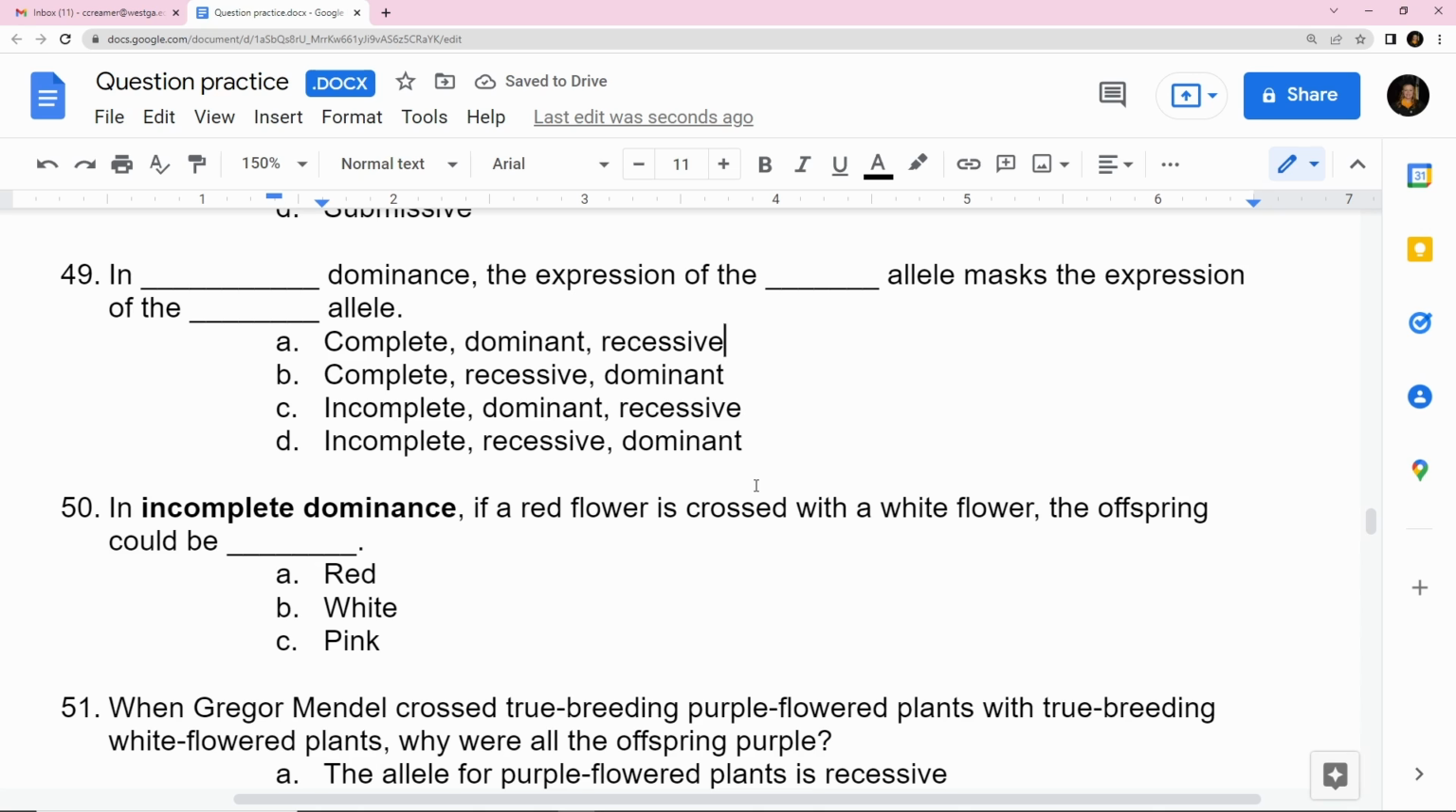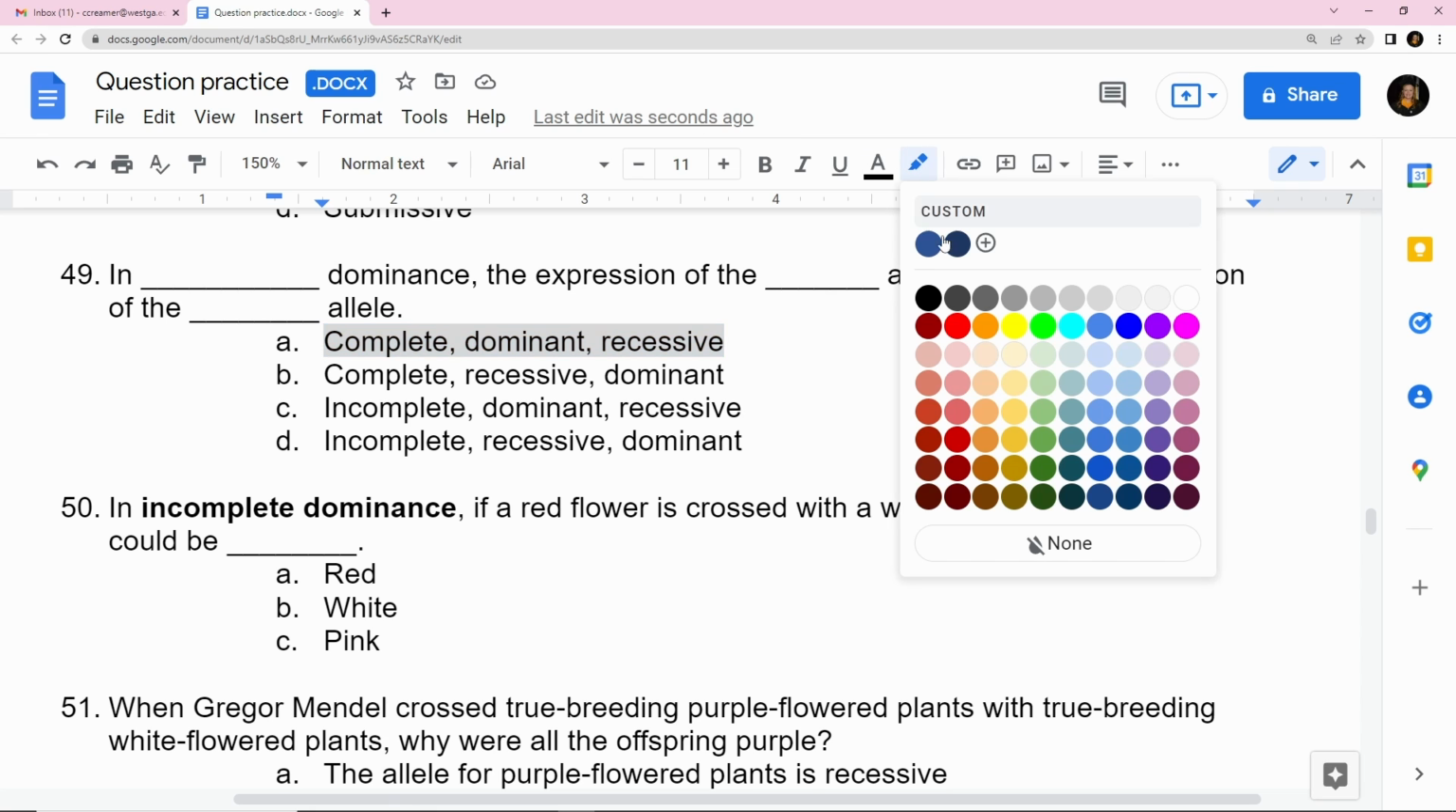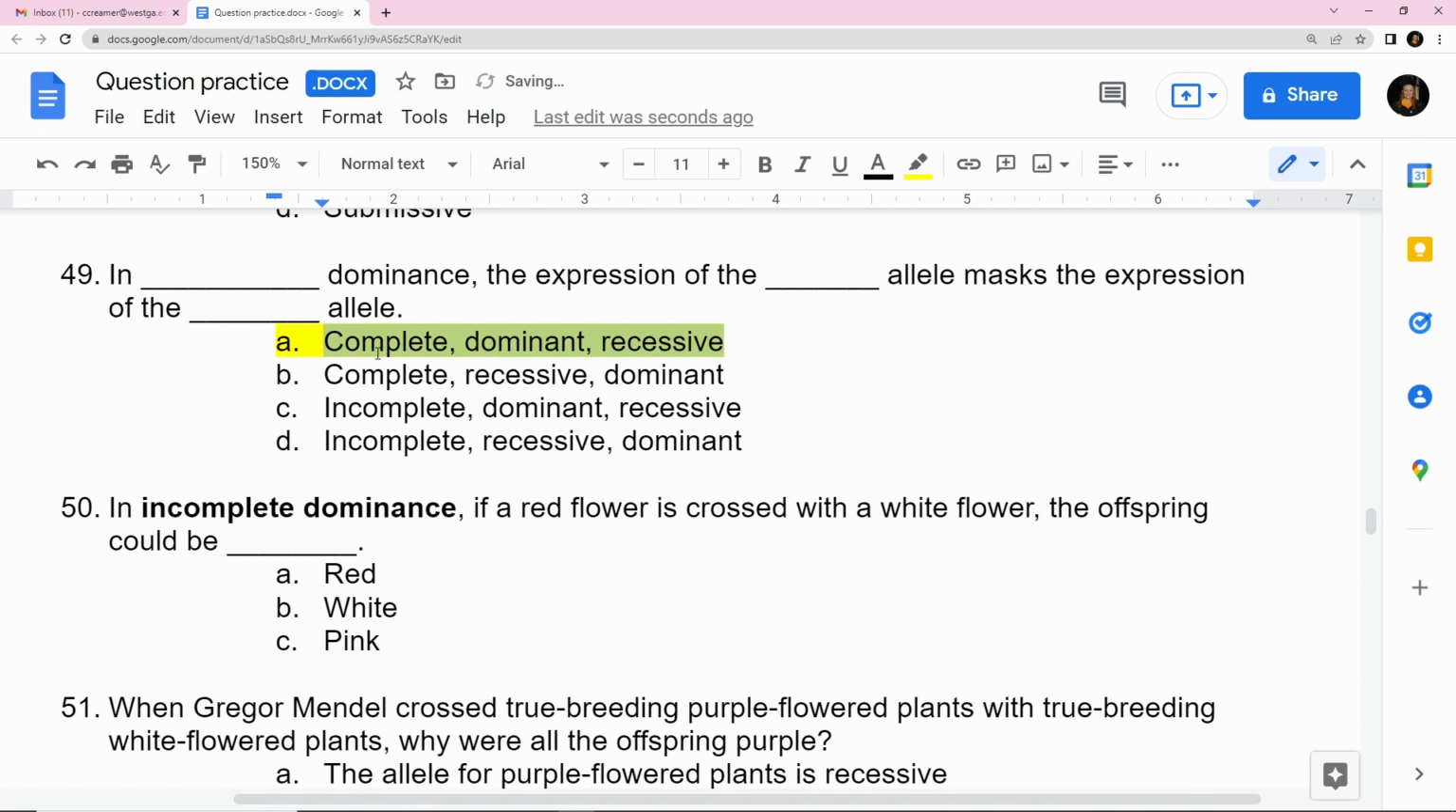In blank dominance, the expression of the blank allele masks the expression of the blank allele. Complete, dominant, recessive. Complete, recessive, dominant. Incomplete, dominant, recessive. Incomplete, recessive, dominant. To make this sentence true, the correct answer was A. In complete dominance, the expression of the dominant allele masks the expression of the recessive allele.